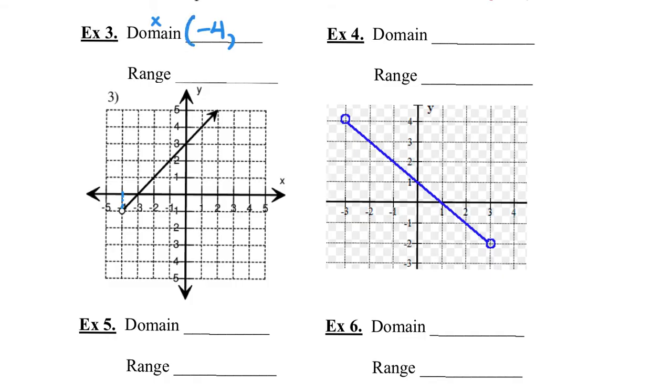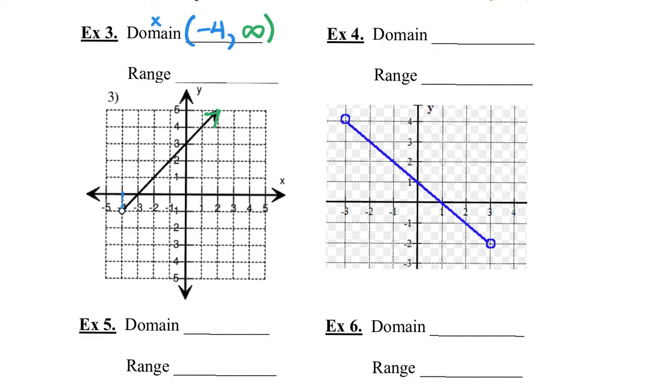Now the furthest right point on this graph is way over here, but that's not actually a point, it's an arrow. It's going to the right forever. Since it's going to the right forever, that's infinity. You could also write positive infinity because it's going in the positive direction. Because it's infinity, it's automatically a parenthesis.